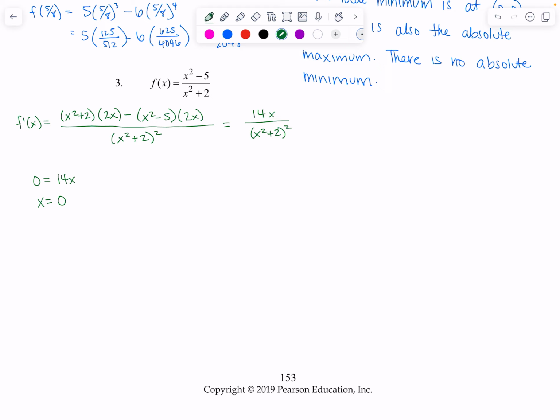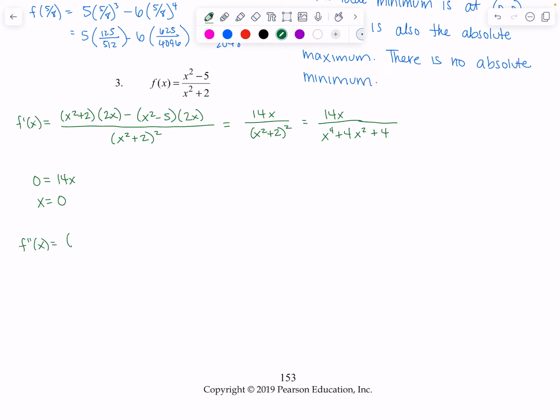Now, to determine if this is a maximum or a minimum, we are going to use our second derivative test. So we'll take the second derivative. We've got the bottom, which I'm going to rewrite before we start this process. I'm going to multiply that out. So we have x to the 4th plus 4x squared plus 4.